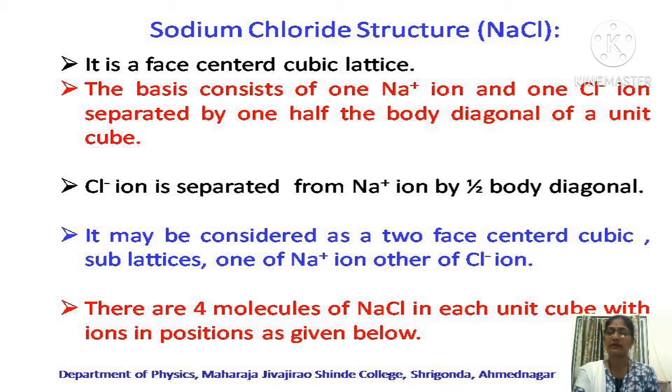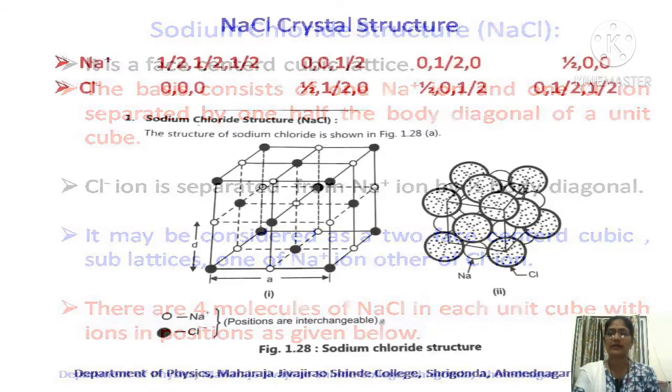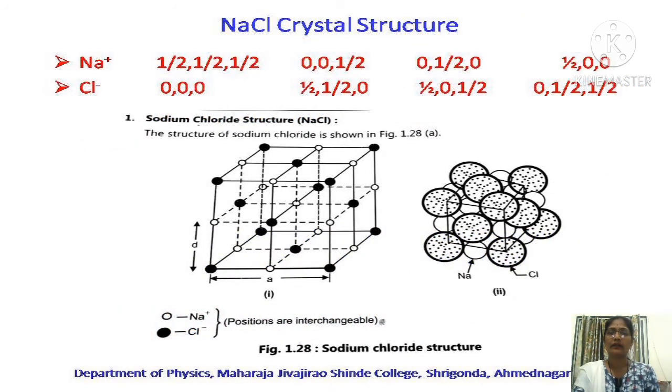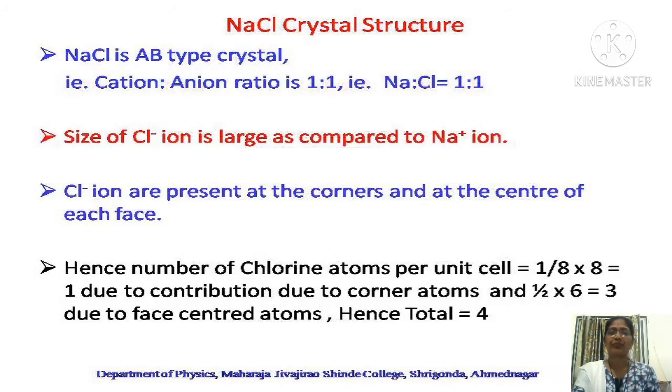It may be considered as two face-centered cubic sublattices. One is made up of Na plus ions and the other is made up of chloride ions. If we consider the total unit cell, then there are 4 molecules of NaCl in each unit cell. Then it forms an AB type of crystal structure, with Na as the cation and chlorine as the anion. The cation to anion ratio is 1:1.